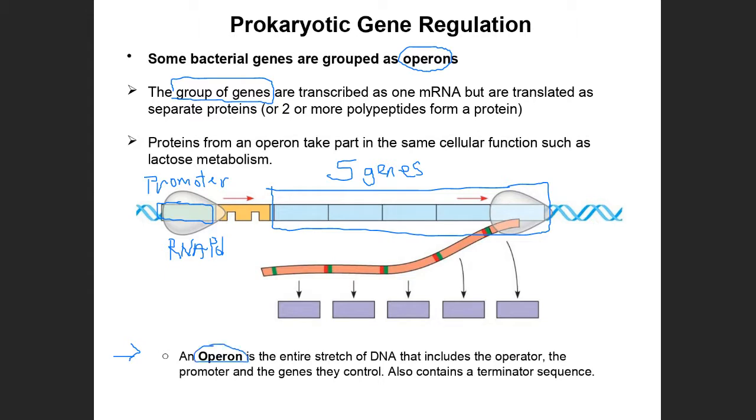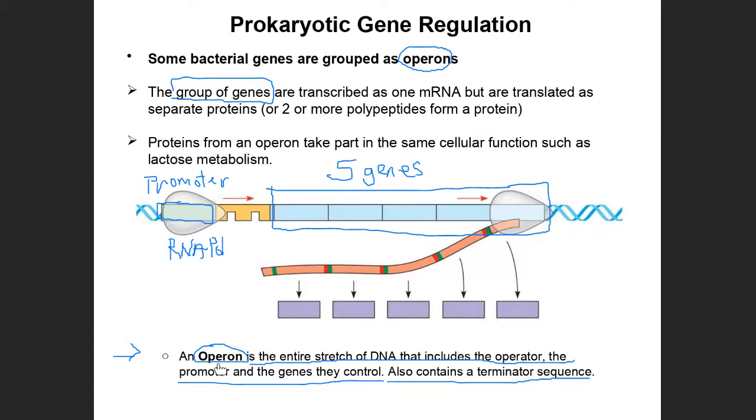is the entire stretch of DNA that includes the operator, the promoter, and the genes they control. It also contains a terminator sequence, which they're not showing you here. So on this figure, here's the promoter. Here's the group or cluster of genes. I will talk about the operator later, which is this stretch here. I'll explain what that's about. Now, this overall structure consisting of a promoter, an operator, and the group or cluster of genes, this whole structure makes up an operon.